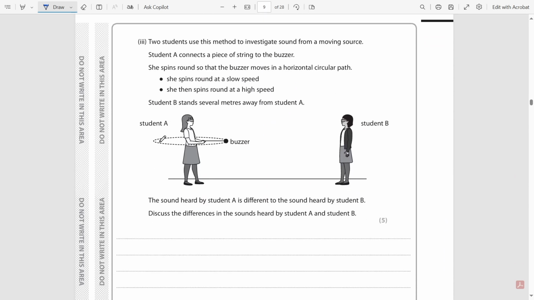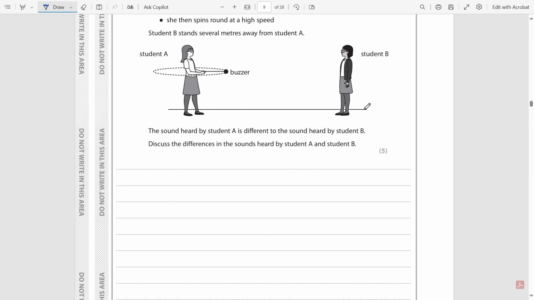Oh my goodness, what's this? What is she doing? Oh god, they're wearing goggles. Two students use this method to investigate sound from a moving source. Doppler effect. Okay, guys. Student A connects a piece of string to the buzzer. She spins round so the buzzer moves in a horizontal circular path. She spins round at a slow speed, then spins round at a high speed. Student B stands several meters away from student A. This is kind of dangerous, guys.